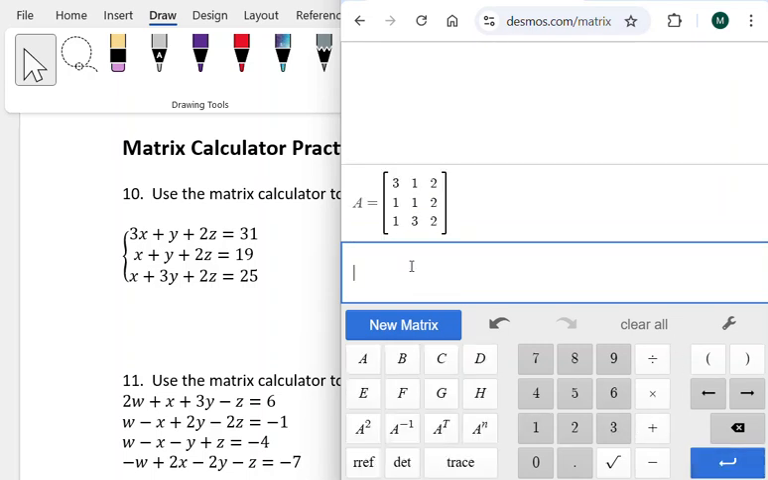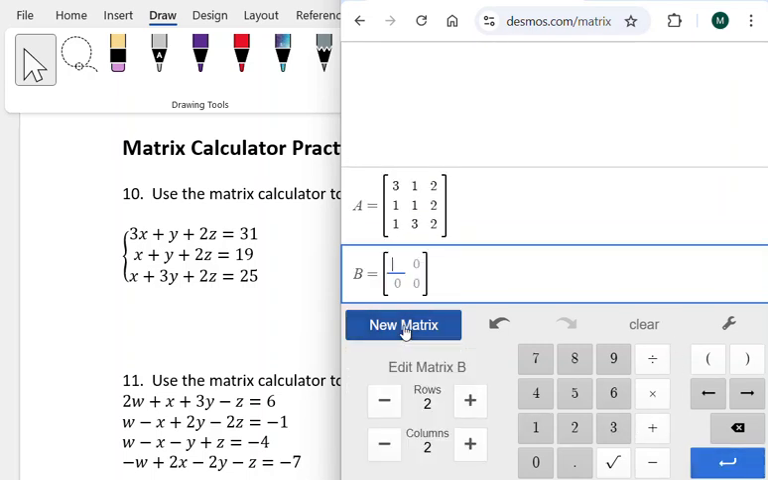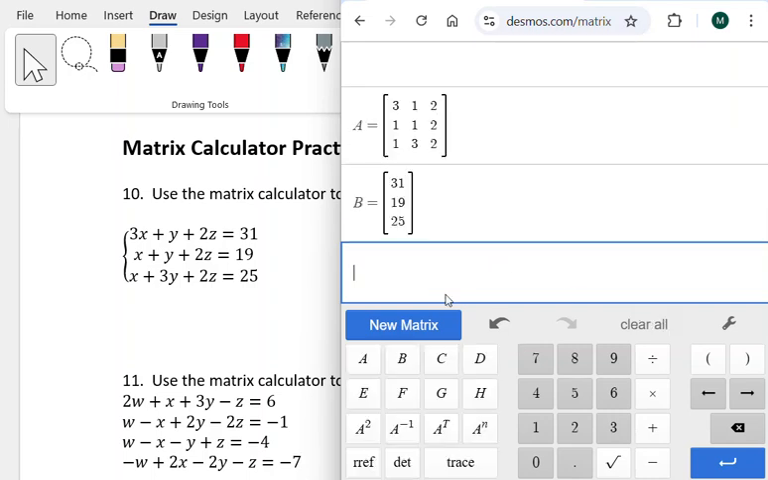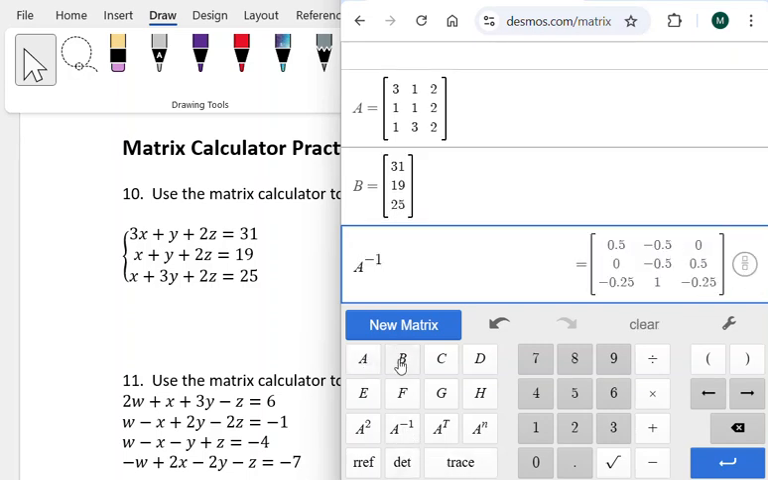So there's matrix A. Then I'm going to do another new matrix and make matrix B, which is going to be just 1 column and 3 rows. And that's going to be the constants. So 31, 19, and 25. Click enter. And now I'm going to do A inverse times B, and that'll give me my answer.